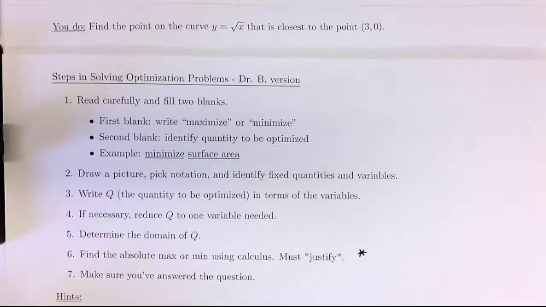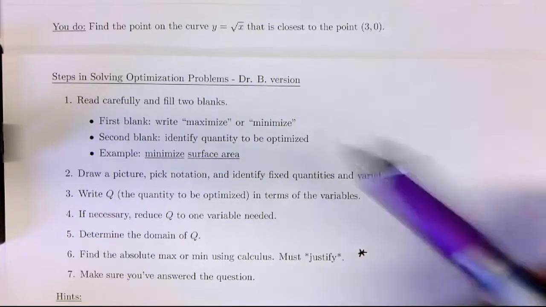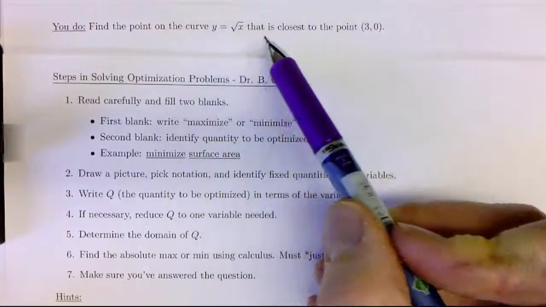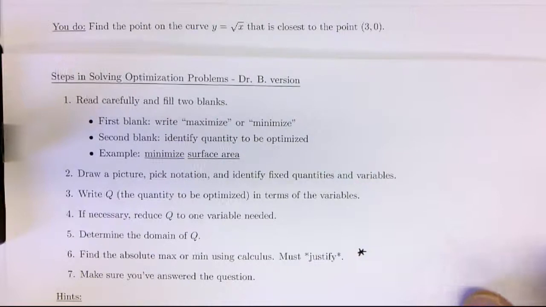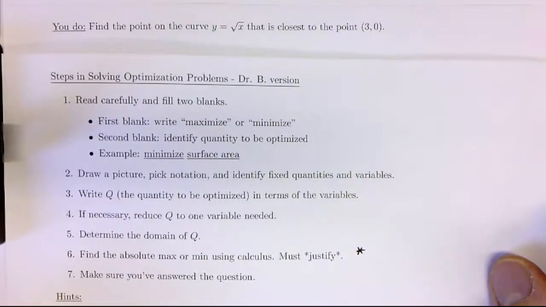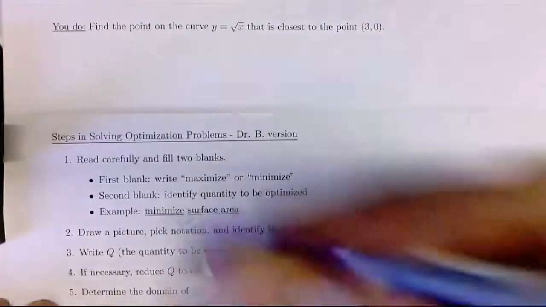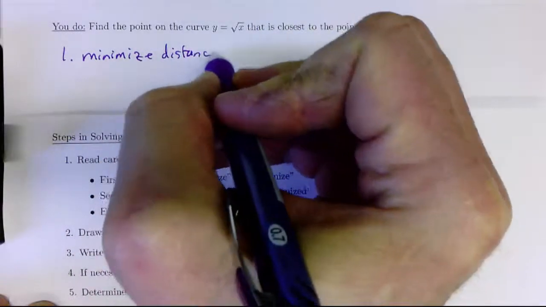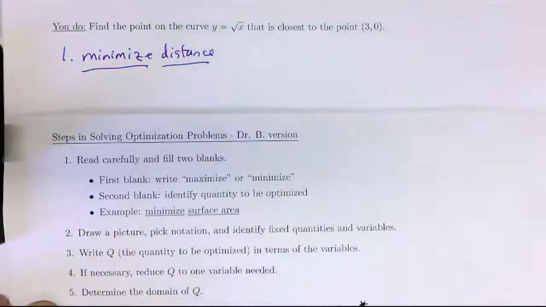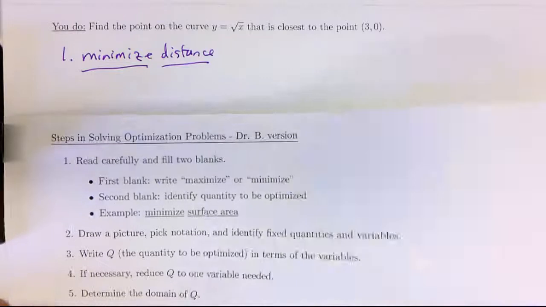Okay, so in this problem, we're trying to find the point on a graph that is closer than any other point to the point (3, 0). So we're trying to minimize distance. In distance problems, it turns out that it's easier to work with the square of the distance, and we'll talk about that as we go along. All right, draw a picture.